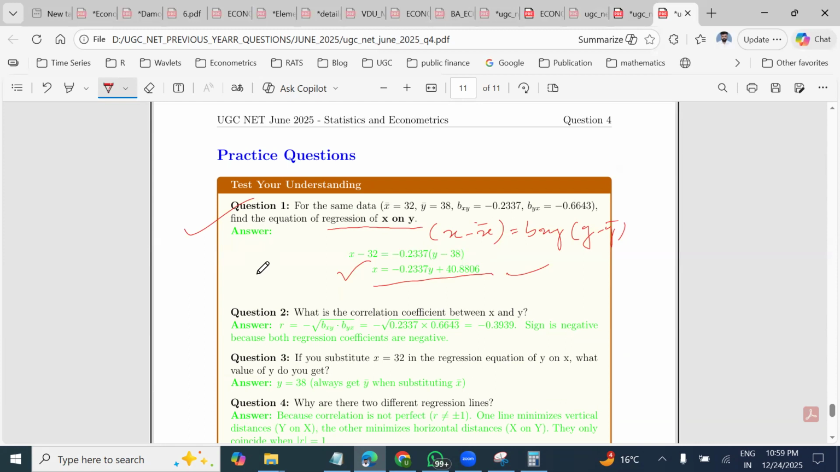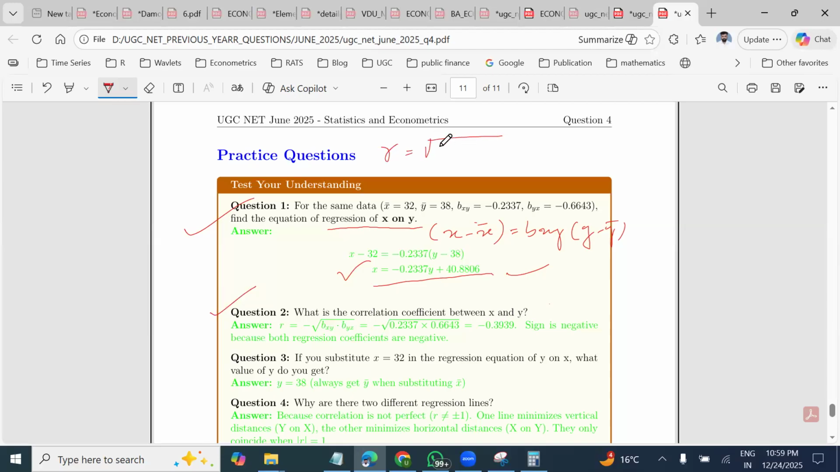Madhusida? Yes, sir. Now I understand it. Okay, very good. Thanks. So, now what is the correlation coefficient between x and y? How will you find it? Chinmay, how will you find the correlation coefficient?